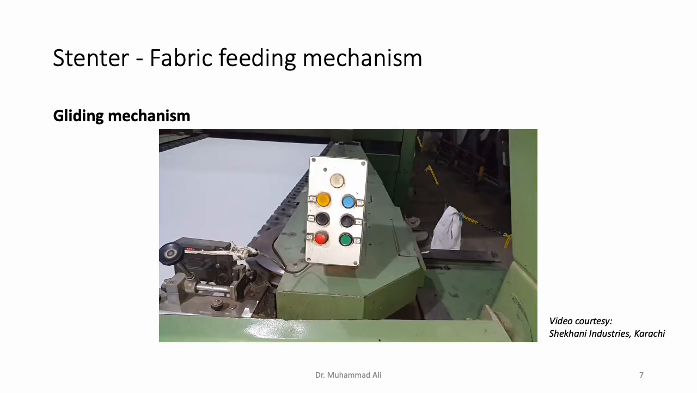So let's look at the gliding mechanism in action. In this video, you will only see one of the gliding arms. In the previous slide, you have seen that the gliding mechanism consists of two arms. But for the sake of clarity, I have focused only on one side of the gliding mechanism.